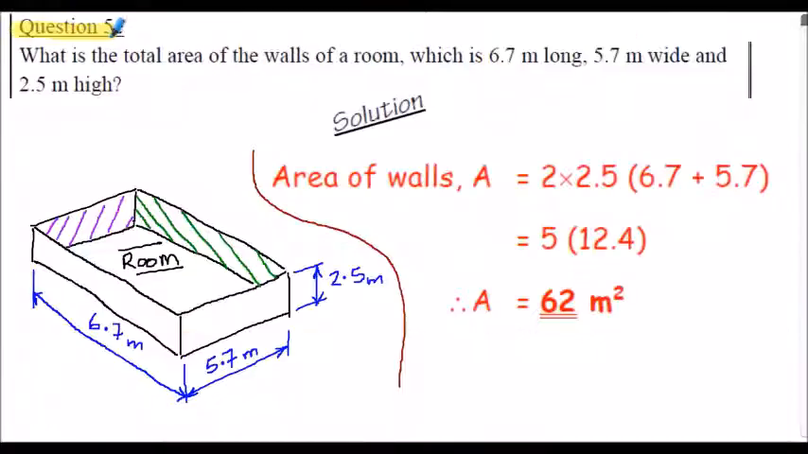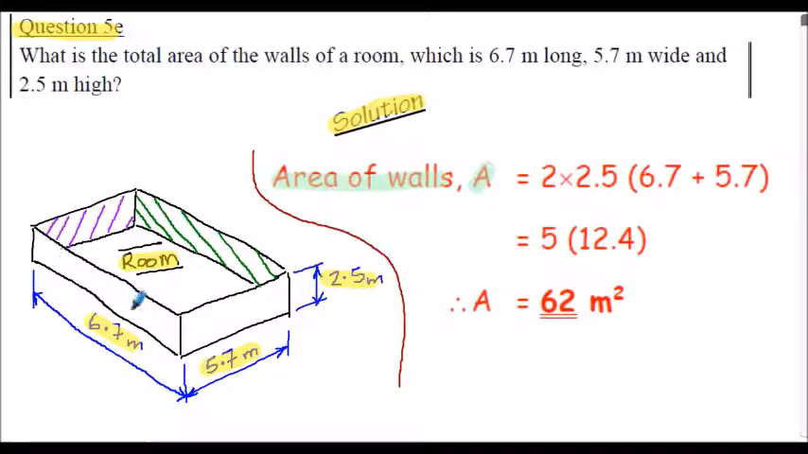So question 5E, solution. I've crudely sketched here the room I'm considering. I'd always encourage you to sketch the problem you're considering. It helps with assimilation of the information and deciding how to solve the problem. Here's our room with our geometry, 6.7 meters long, 5.7 meters wide and 2.5 meters high. We've got to calculate the area of the walls.